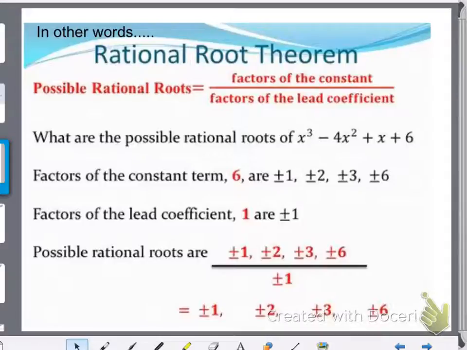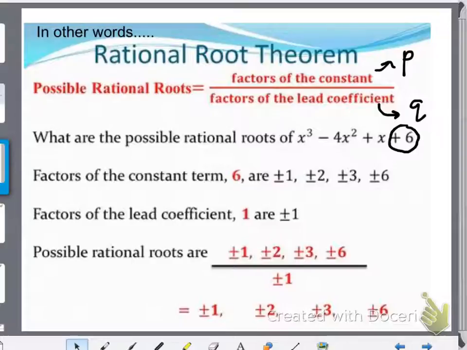For example, you can see here what it says: possible rational roots, factors of the constant, which is P, and then the factors of the lead coefficient, which is Q. So it gives us a polynomial here, and they want to know what the possible rational roots are. So you take your constant term, which is positive 6, and it really doesn't matter whether it's positive or negative. The factors of 6 are 1, 2, 3, and 6. Plus or minus signs have to go in front because we always have to account for negatives.